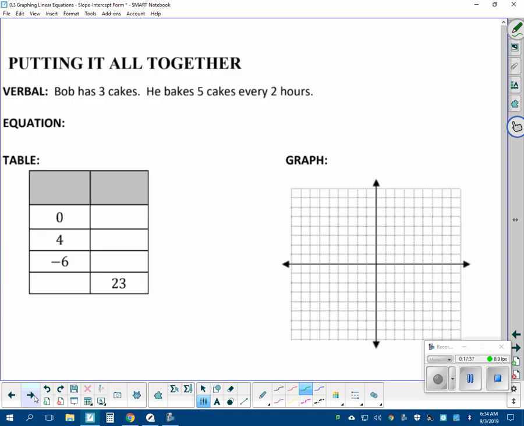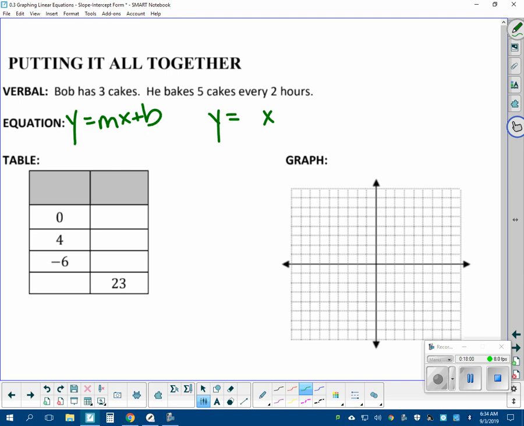All right, last thing, putting it all together. Here's a story problem. Bob has 3 cakes. He bakes 5 cakes every 2 hours. We need to come up with an equation that represents that. And guess what? We're going to be in y equals mx plus b. Okay? We know y is going to be y and x is going to be x.